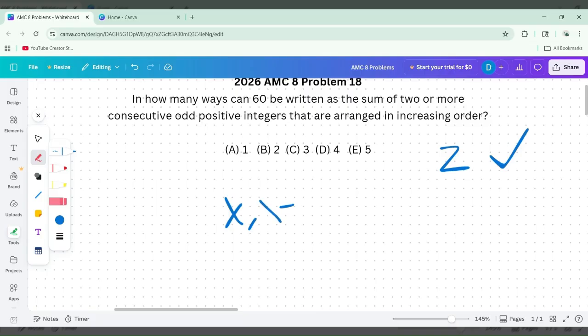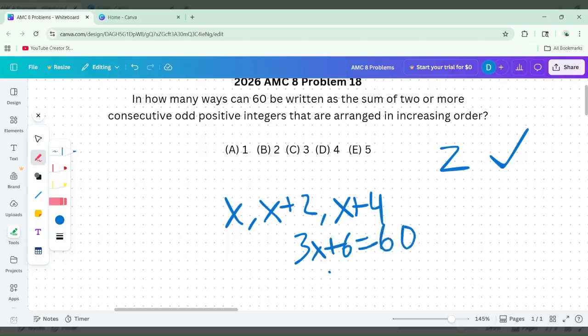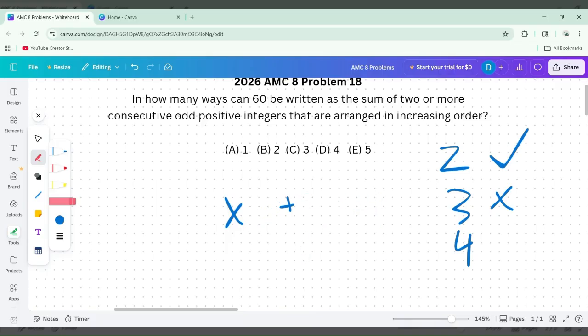So we have x plus 2, x plus 4. That's 3x plus 6 is equal to 60. X is equal to 18. That does not work because it has to start as an odd integer. So that does not work. Let's test 4. The reason why I'm doing this is because there aren't many cases to test.